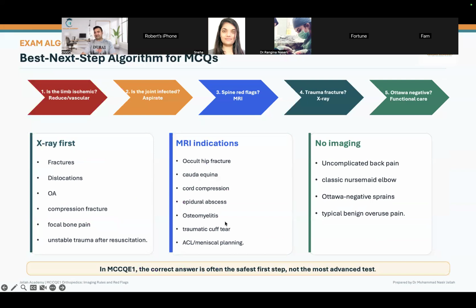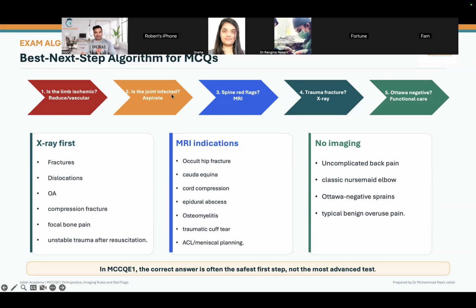Now, the best next step algorithm for MCQs. Is the limb ischemic? Remember, these are the questions that we have to ask ourselves, and based on that, decide. My patient has a limb injury. Is there any limb ischemia? Yes. If there is a dislocation, reduce it. Do a reduction and check the vascular status.